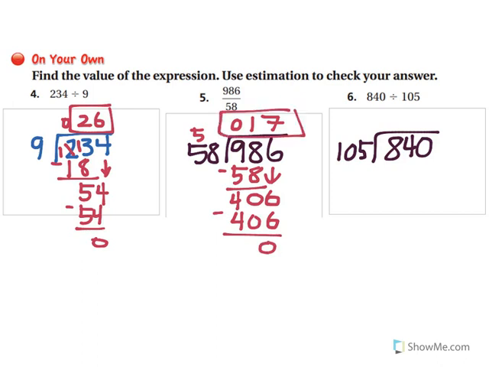All right. Our last problem here, 840 divided by 105. Well, we cannot divide 8 by 105, so put a 0. We cannot divide 84 by it, so put a 0 there. So 840. Well, let's just think about this for a second. 100 times 8 is 800. 100 times 9 is 900. So there's no way it's 9. So let's try 8 and see how that works out.